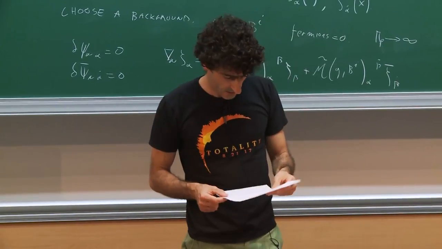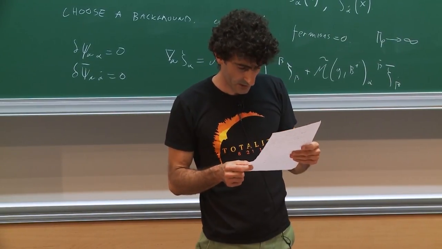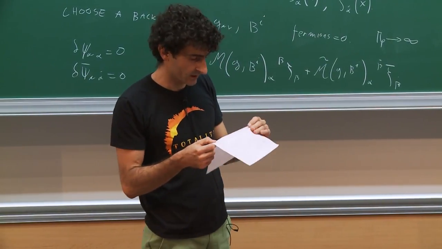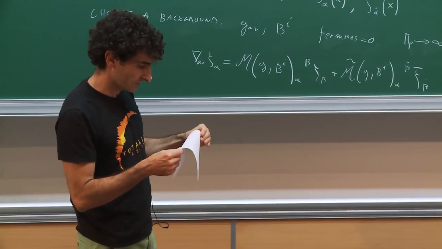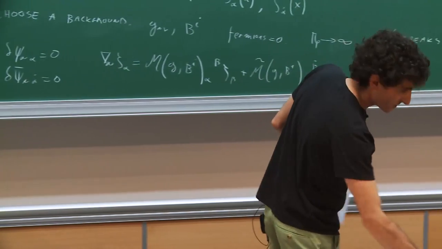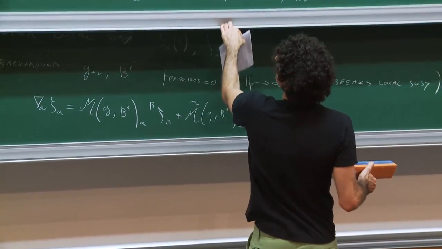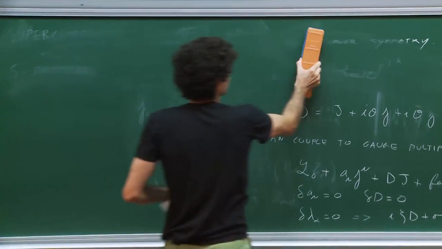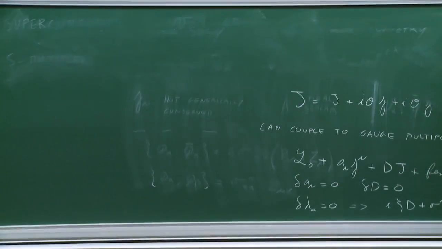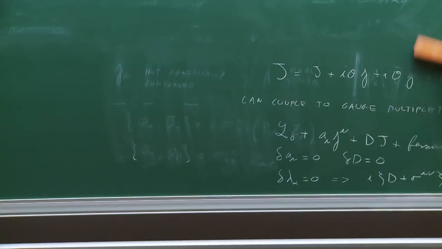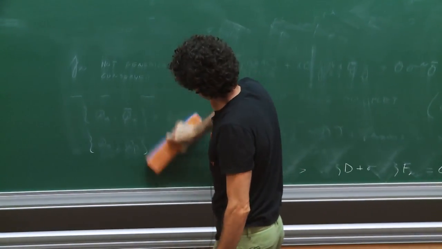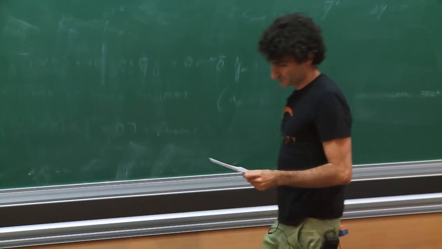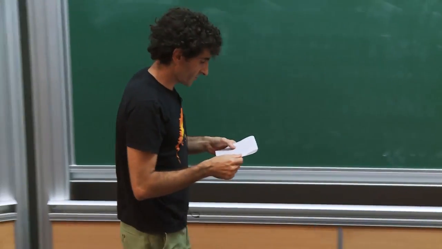So I have 5 minutes, so I don't know what I can do in 5 minutes. Let's see. I can give you an example so that this does not seem too dry. So let's see what happens for a theory which has an FZ multiplet. Then, as we said, this theory will couple naturally to old minimal supergravity. So then we can be a little bit more specific.